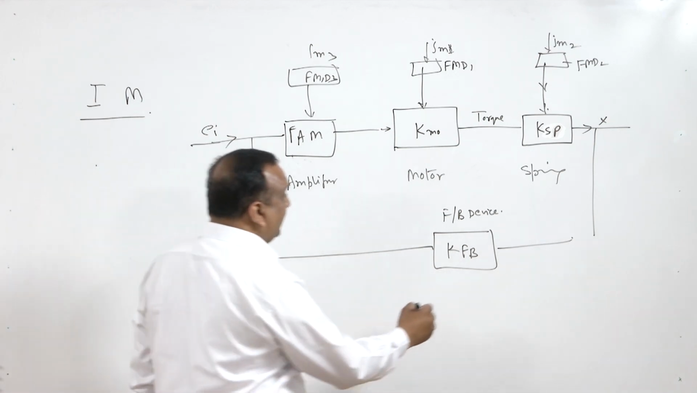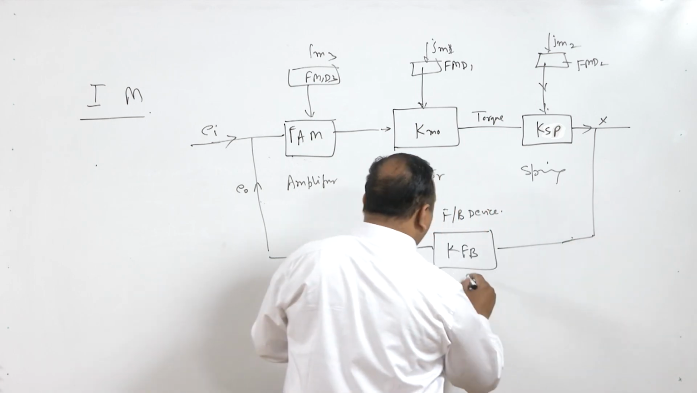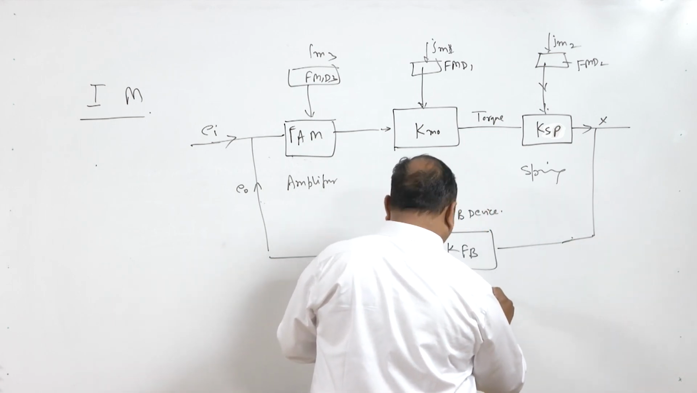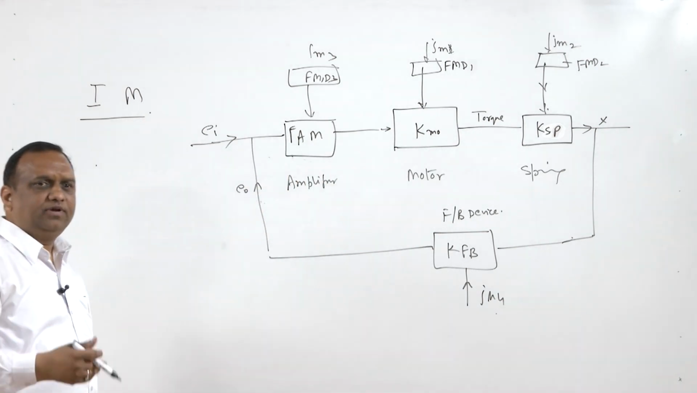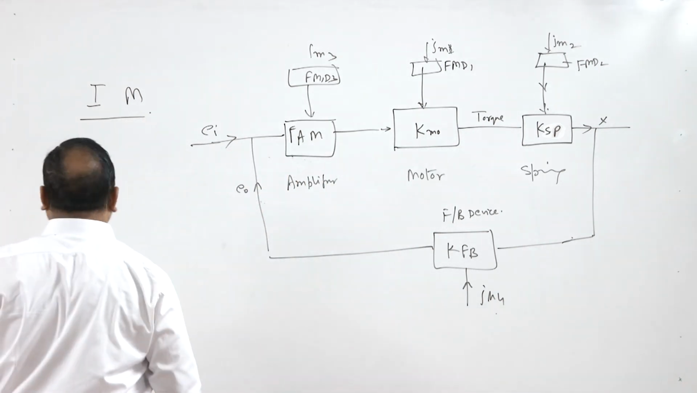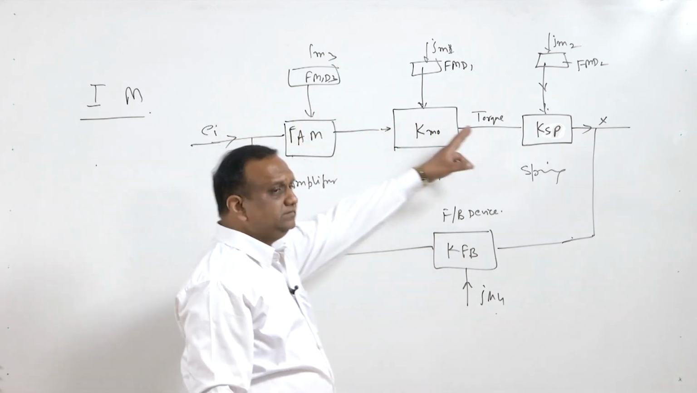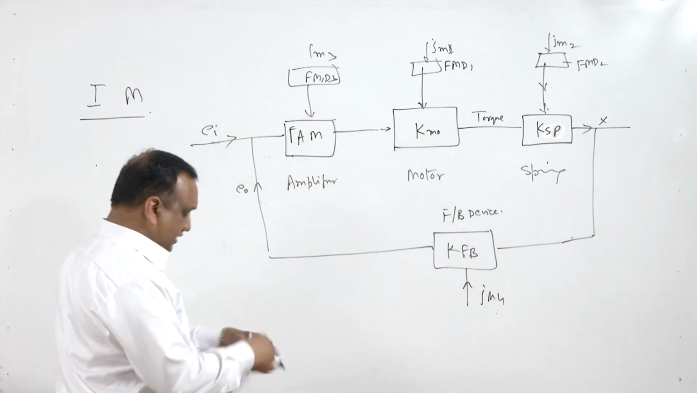Now this feedback device will also have some spurious input, IM4. I mean, spurious input will come everywhere. I mean, this modifying and interfering input will come everywhere, in all the devices. So we have made some feedback system.